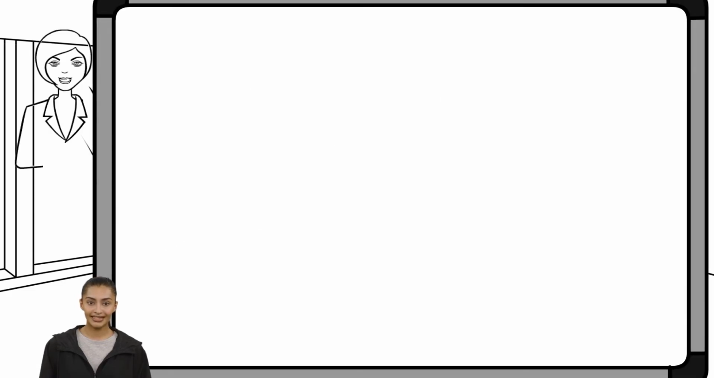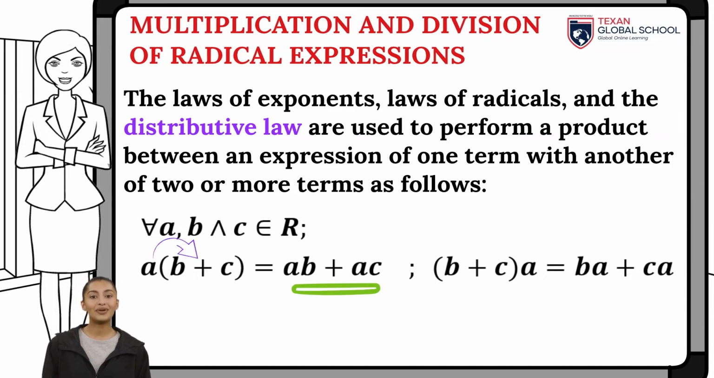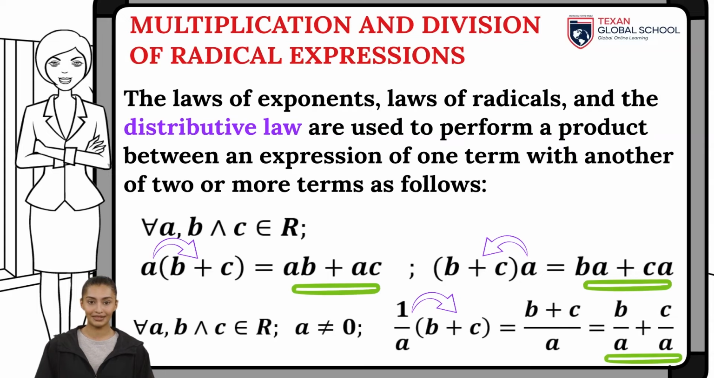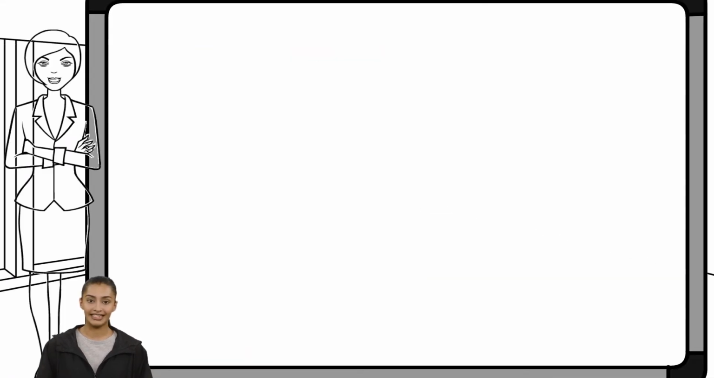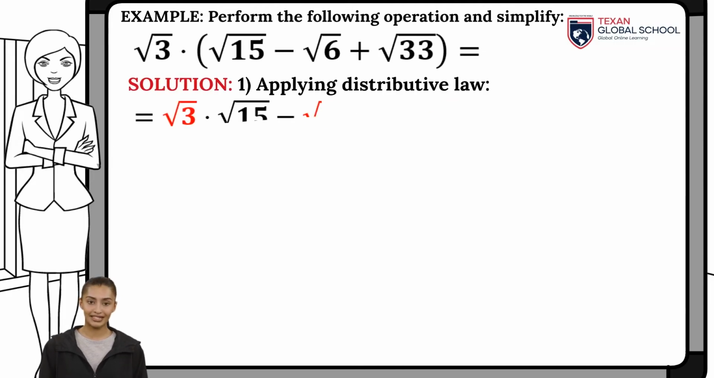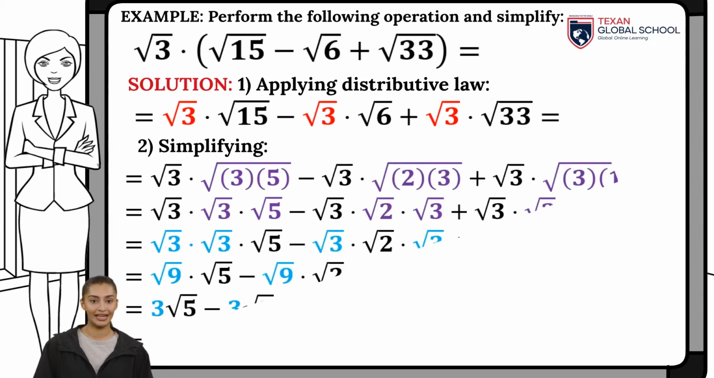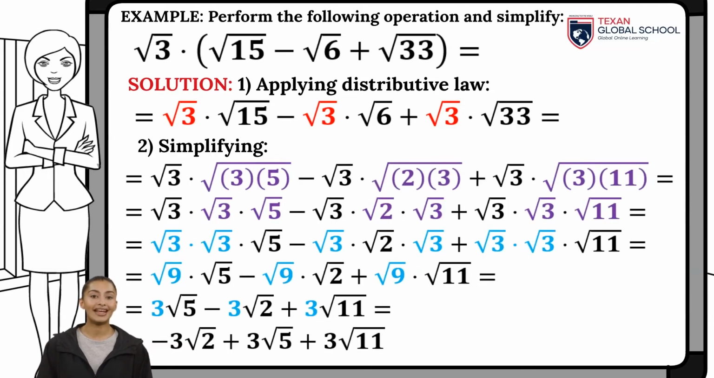The laws of exponents, laws of radicals, and the distributive law of multiplication are used to make a product or quotient between an expression of one term with another of 2 or more terms. Essentially, the distributive law applies. Then, each term is simplified as in the previous case independently. If similar radicals exist, they simplify at the end. In this example, we can see that, applying the distributive law, we will multiply the square root of 3 by each of the terms of the expression. We separate factors in each of the terms to perform the products and simplify.